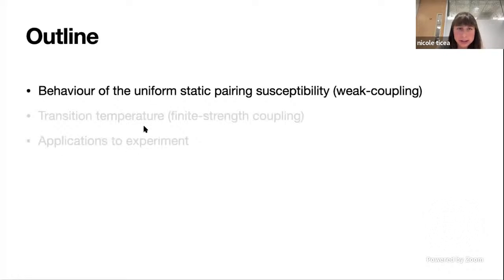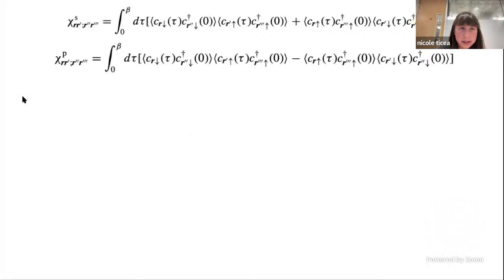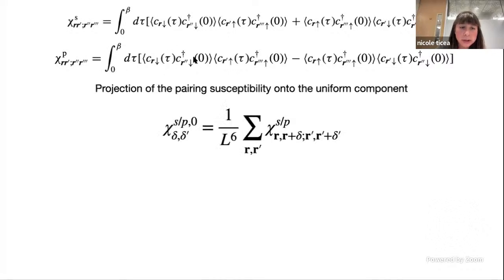Okay, we'll start off with this first bit here, which is discussing the static pairing susceptibility. The known classical result is that the susceptibility diverges logarithmically for a clean system as T goes to 0. This is the celebrated Cooper logarithm. Here I've written out the static pairing susceptibilities for S and P wave superconductivity. And what we're going to do is take these quantities and project them onto their uniform component. And this is really the item of interest to us.